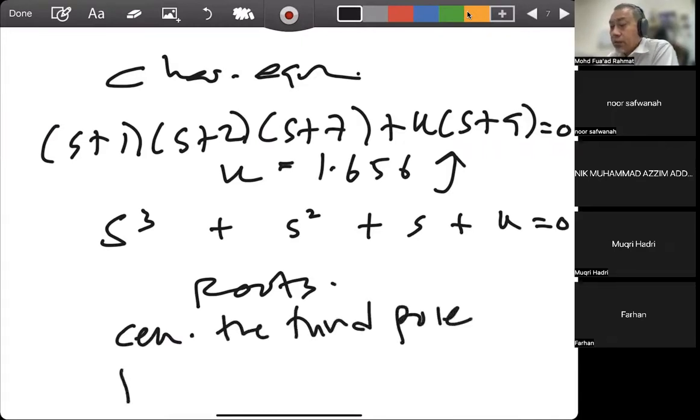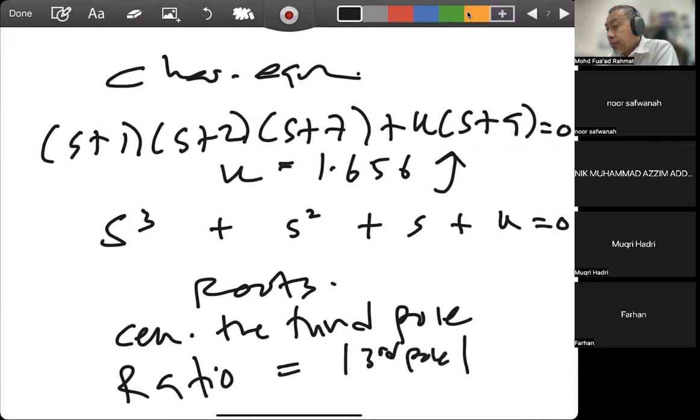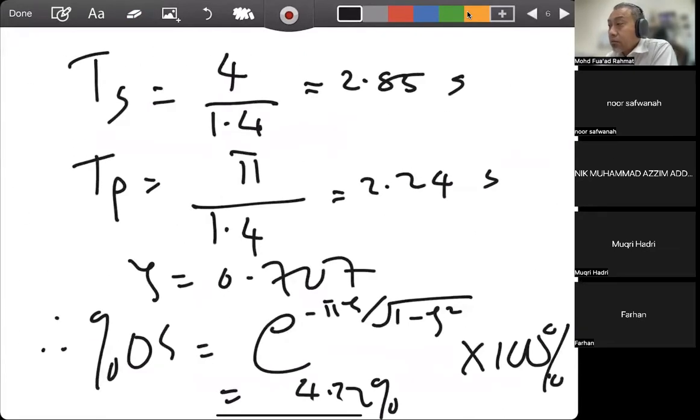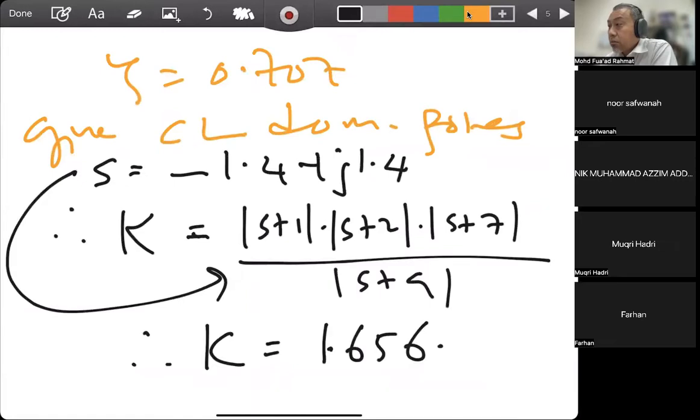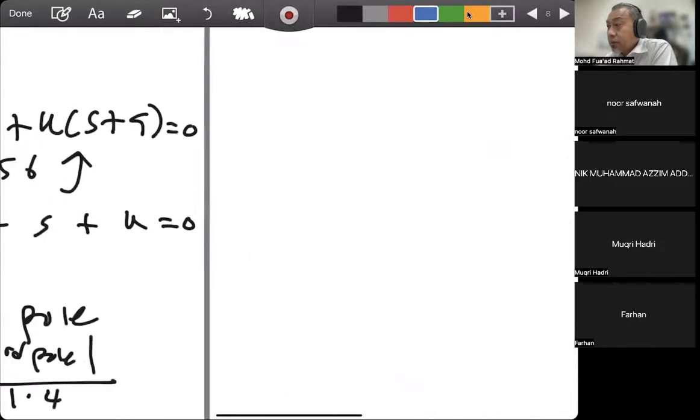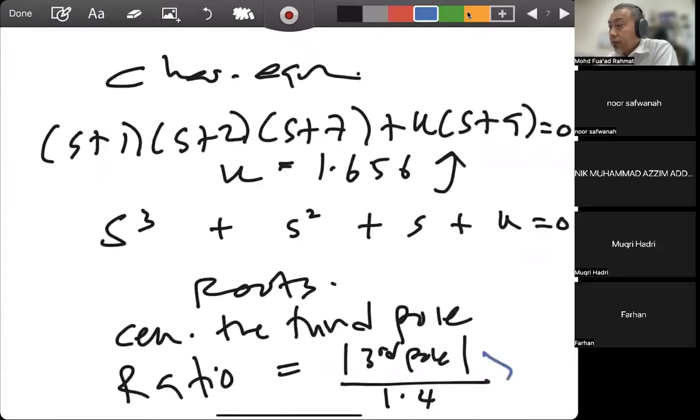Check the third pole value and then find the ratio. So the ratio is the third pole value divided by 1.4. 1.4 is the real part of the dominant pole, and the ratio must be greater than 5, so that we can apply second order approximations.